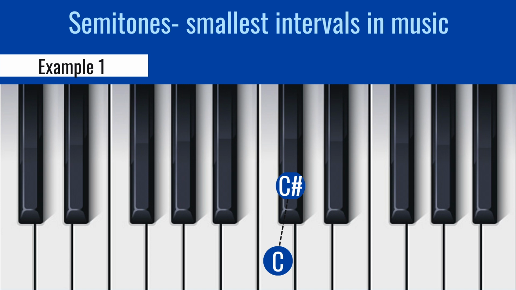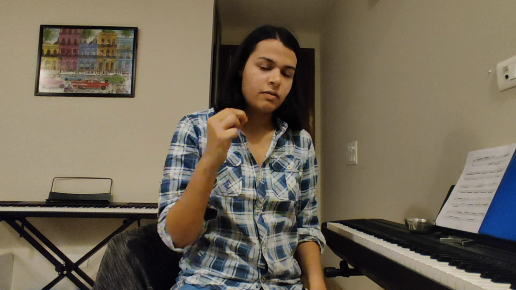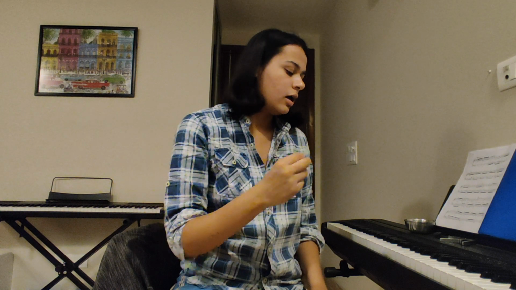Semitones are the smallest intervals in music. An example of a semitone is C to C sharp, or E to F, or B to C. Now, the reason why we call them the smallest intervals in music is because all these notes are right beside each other. They literally have no gap between each other.